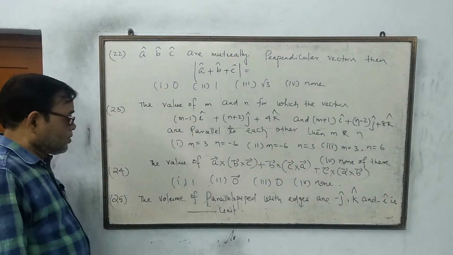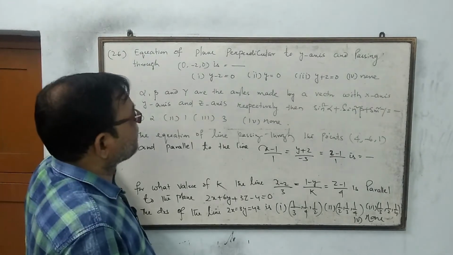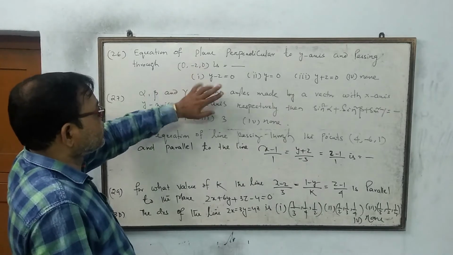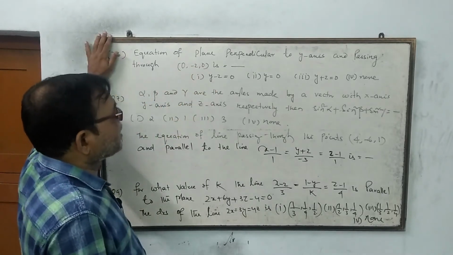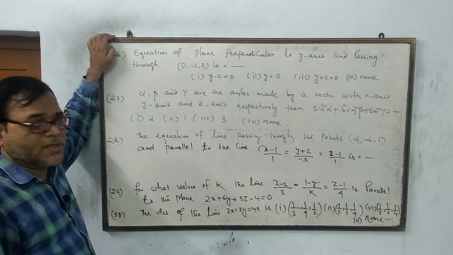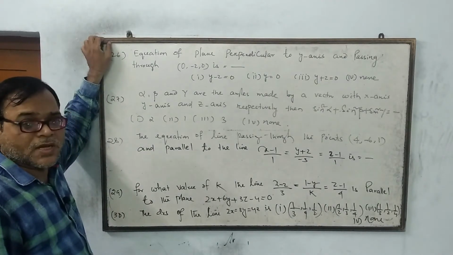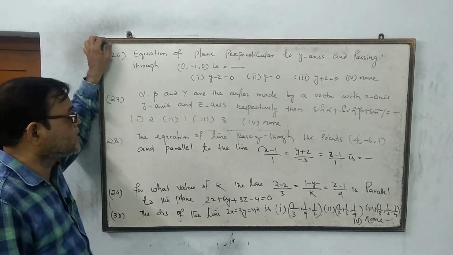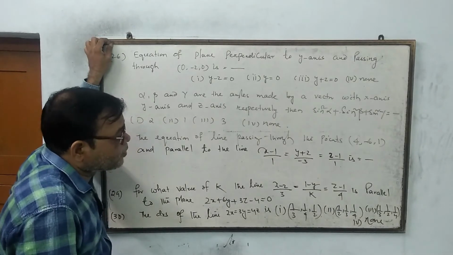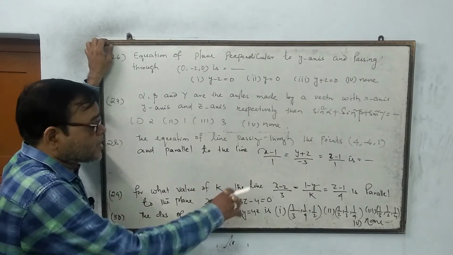Okay. Question number 26. The equation of the plane perpendicular to y-axis and passing through the points 0, minus 2, 0 is dash. Alpha, beta, gamma are the angles made by a vector with positive direction of x-axis, y-axis and z-axis respectively. Then sin square alpha plus sin square beta plus sin square gamma is equal to dash. Options are given here. The equation of the line passing through the points 4, minus 6, 1 and parallel to the line, this one is a dash.